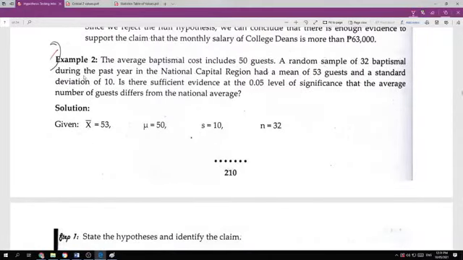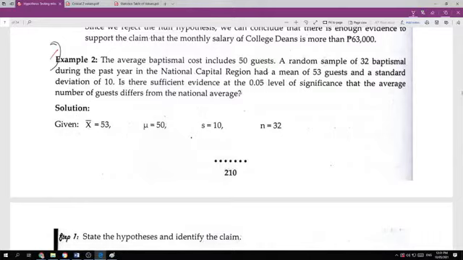Okay? Now, look at example number 2. This time, the average baptismal includes 50 guests. A random sample of 32 baptismal ceremonies during the past year in the NCR had a mean of 53 guests, a standard deviation of 10. Is there sufficient evidence at 0.05 level of significance that the average number of guests differs from the national average?